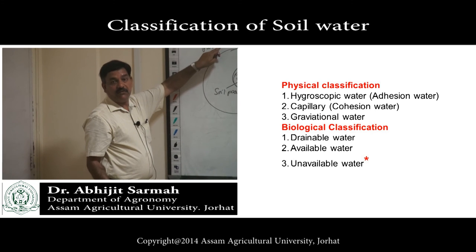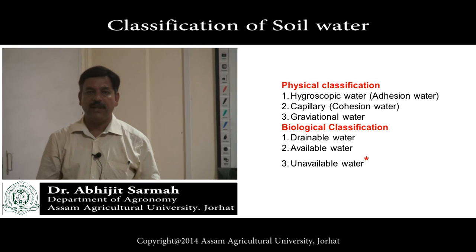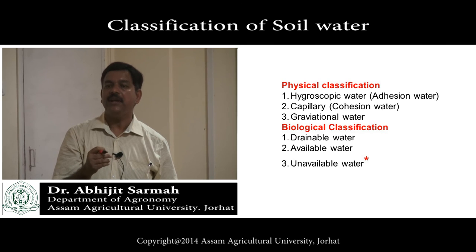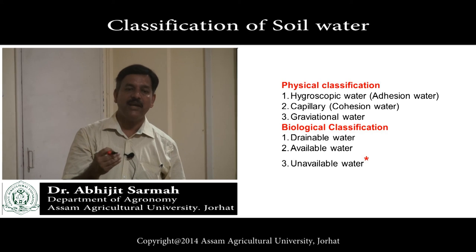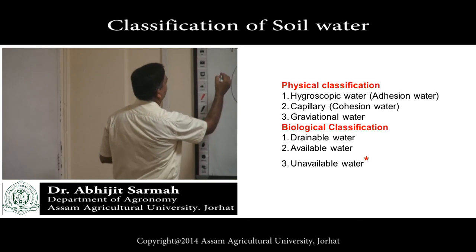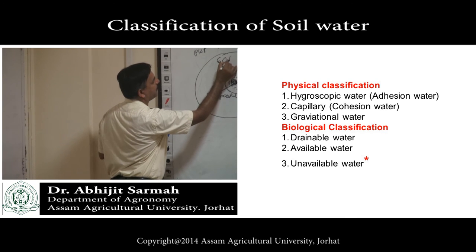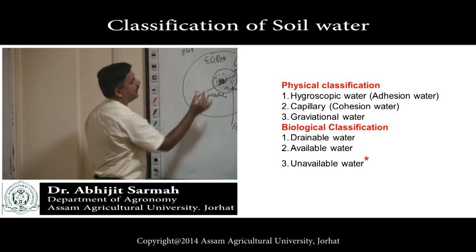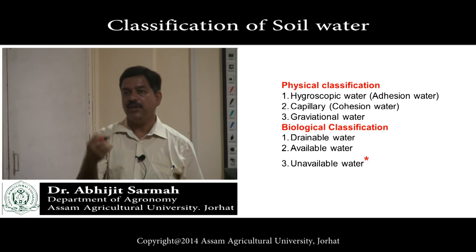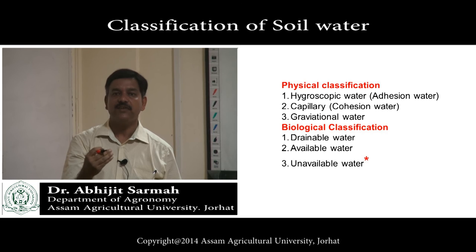In permanent wilting, actually plants will not die. If you give water, it will regain its turgidity. But if it is allowed to wilt like that, at 60 bar it will totally dry. That means at 60 bar, even if you give water, plants will not live. It will not gain its turgidity.